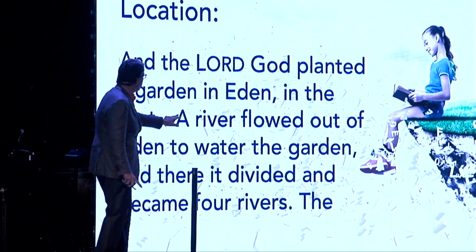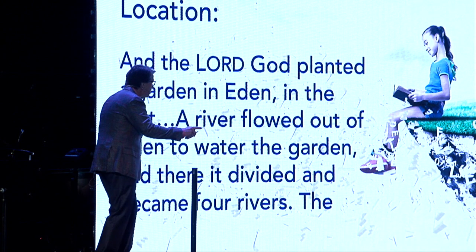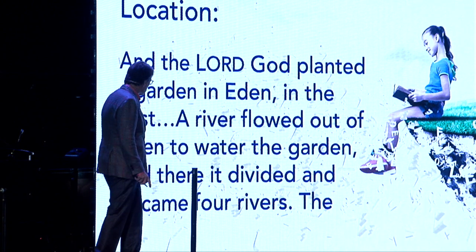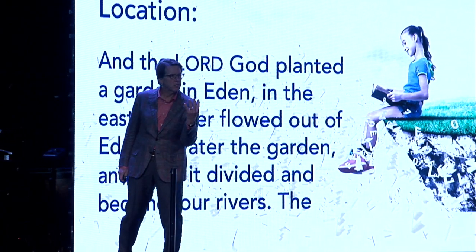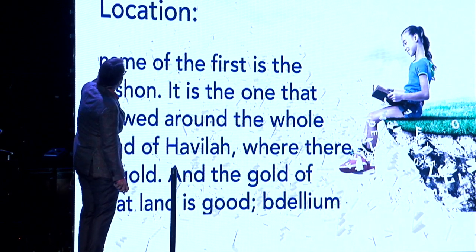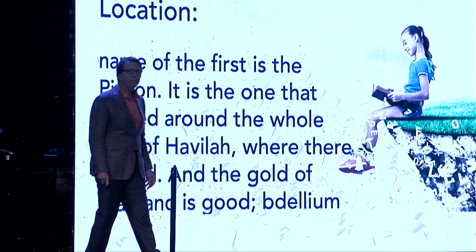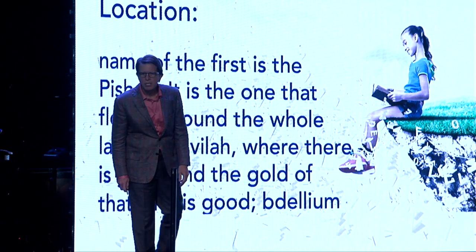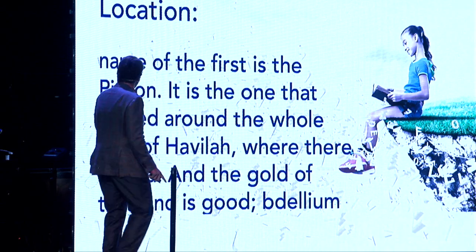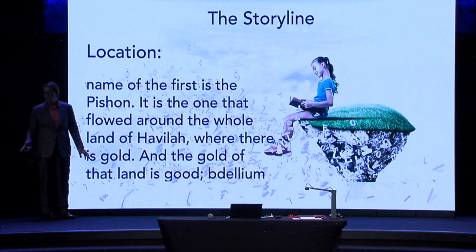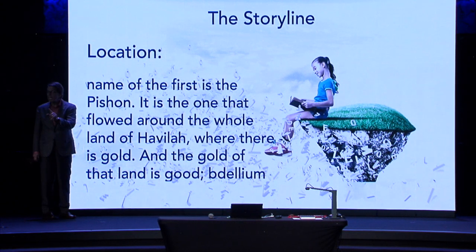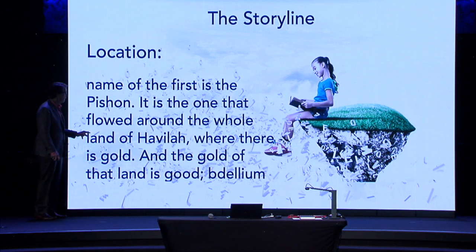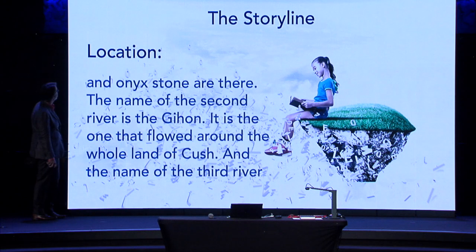Okay. A river flowed out of Eden to water the garden. And there it divided and became four rivers. The name of the first is Pishon. It's the one that flowed around the whole land of Havilah, where there's gold. And the gold of that land is good. Bdellium and onyx stone are there.